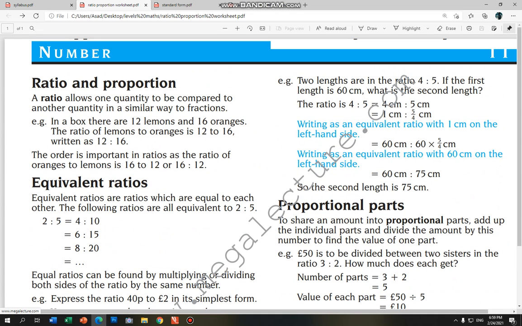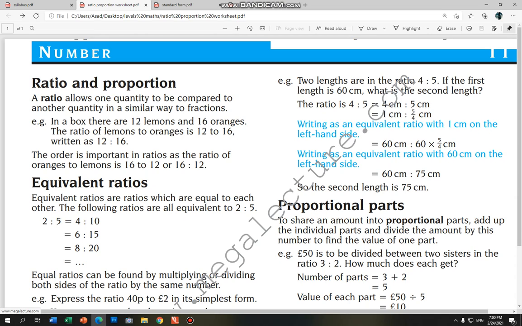Another example: two lengths are in the ratio 4 ratio 5. If the first length is 60 centimeters, what is the second length? This question is very important. You must get this question in your exam for sure. It may be changed, but the theme will be the same. The ratio is 4 ratio 5.